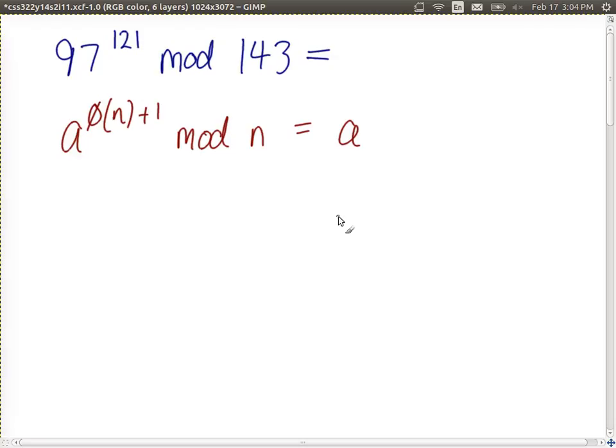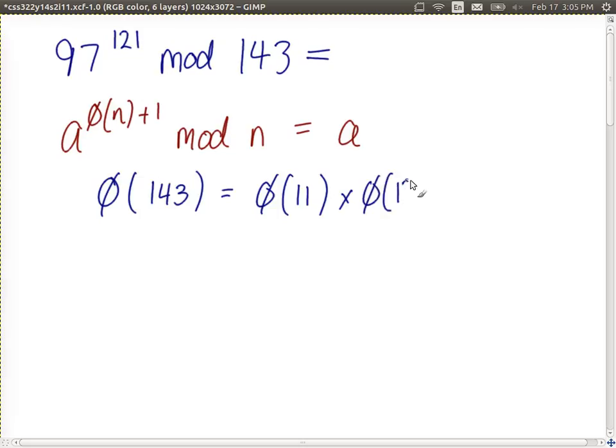Can you find the values that match in this case? We just calculated, I think, in the previous example of the totient function, we said that the totient of 143 is in fact the totient of the two prime factors, 11 and 13, multiplied together, which is 10 times 12, which is 120. So that was our previous example of the totient function.